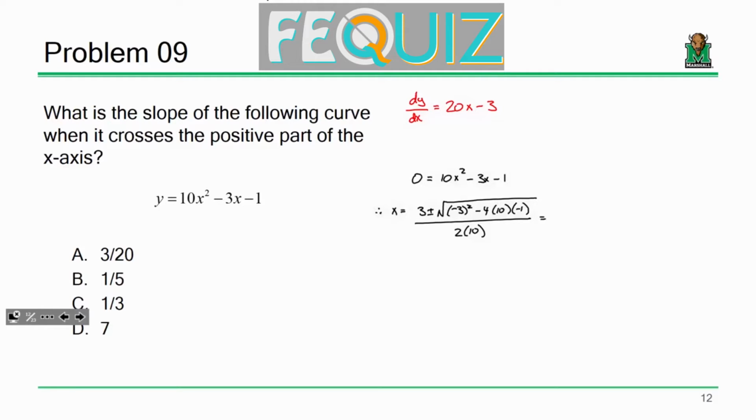Okay. All right. So 3 plus or minus the square root of 9 plus 40 over 20, right? So equals 3 plus or minus 7 over 20. So I get x equals 10 over 20 or minus 4 over 20, or x equals 1/2, comma, minus 1/5.